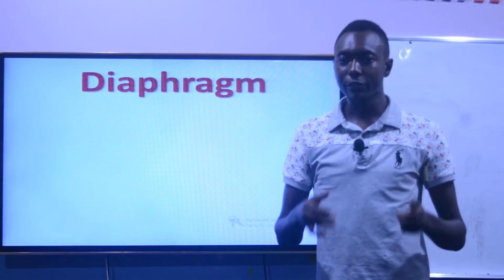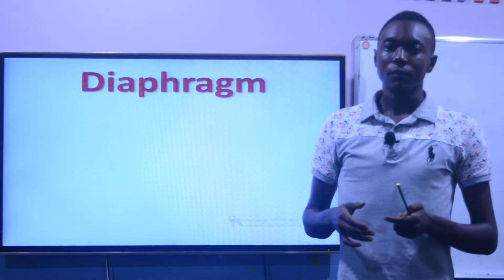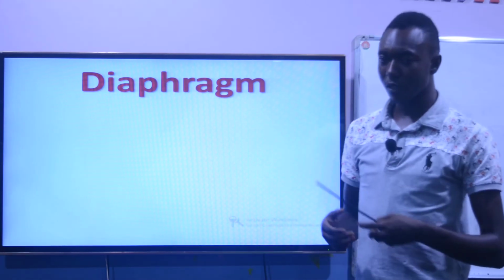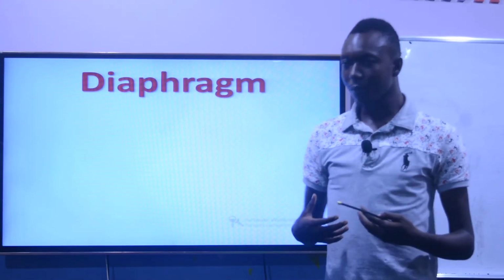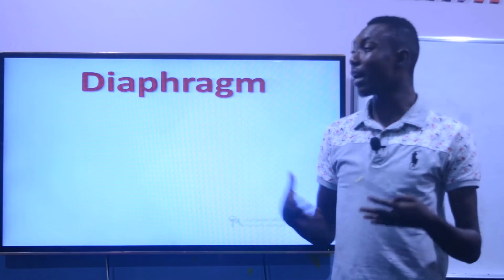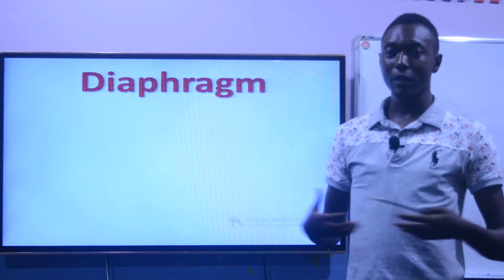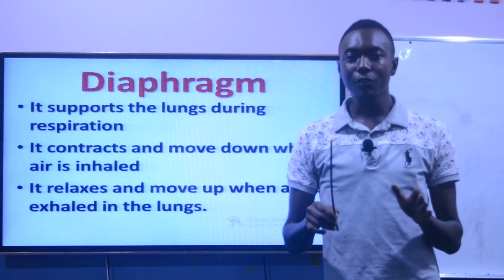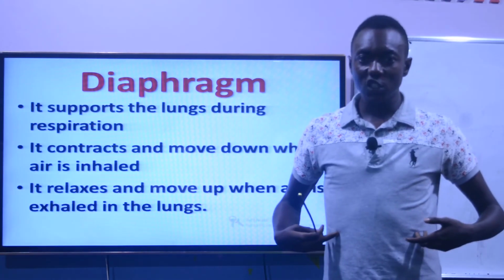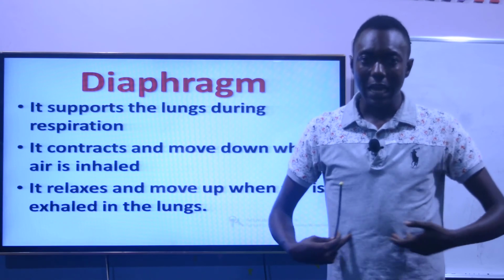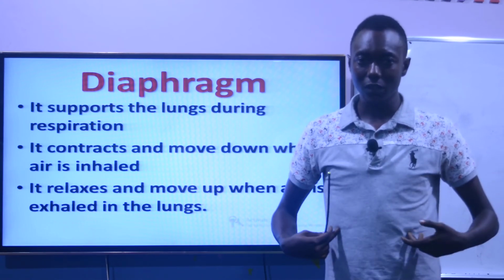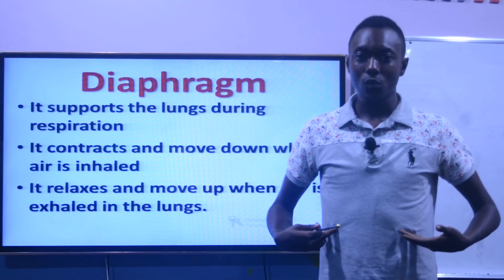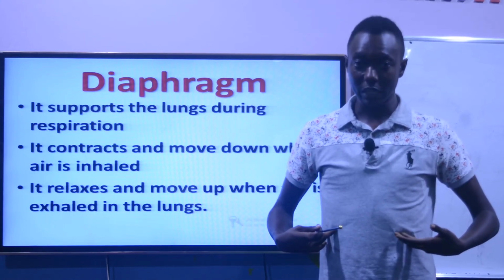Now I want you to breathe in and out. There is something you will notice. When you breathe in, there is something under your lungs known as the diaphragm. Let's look at what the diaphragm does. Now the diaphragm is a tiny sheet-like structure that is found under your lungs. It is there to support the lungs when you are breathing.